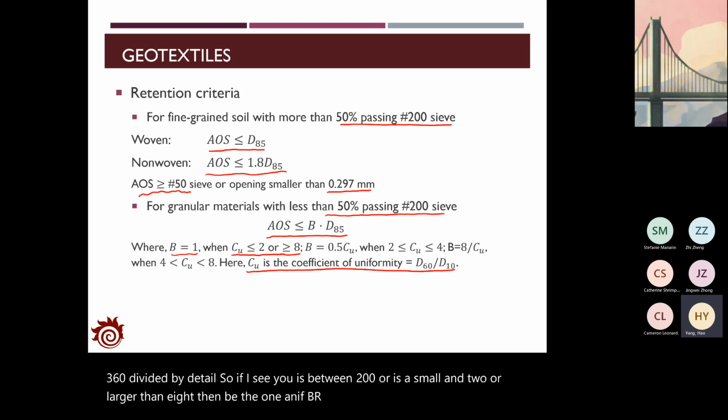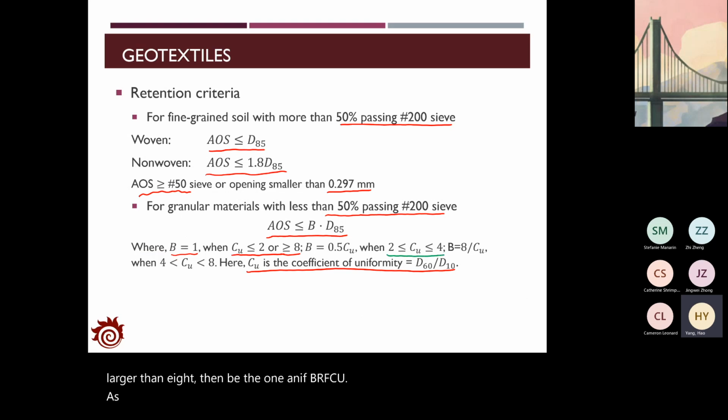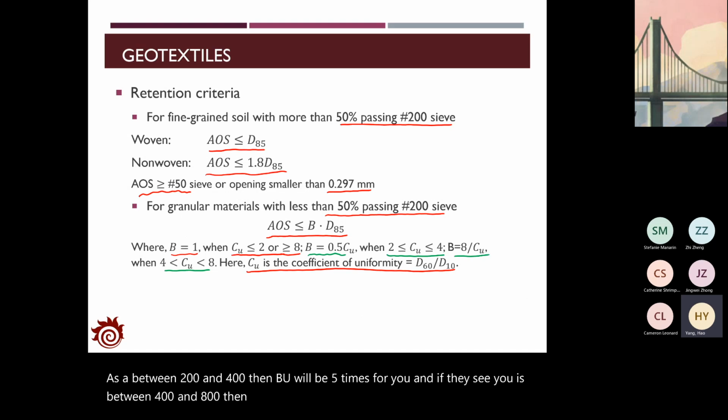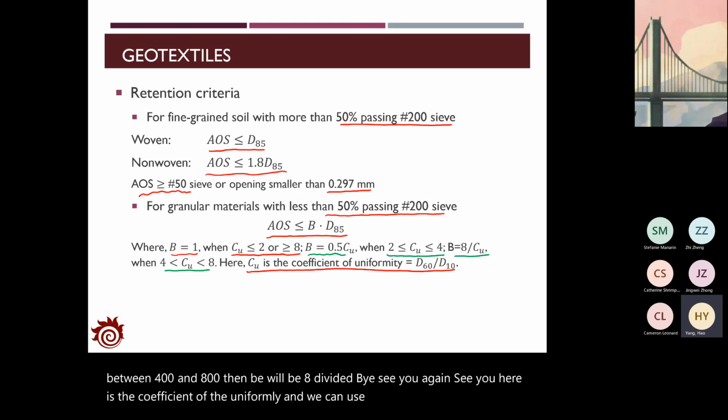If Cu is between 2 and 4, then Bu will be 0.5 times Cu. And if Cu is between 4 and 8, then Bu will be 8 divided by Cu. Again, Cu here is the coefficient of uniformity. And we can use this equation to find out the upper bound of AOS for the granular materials.